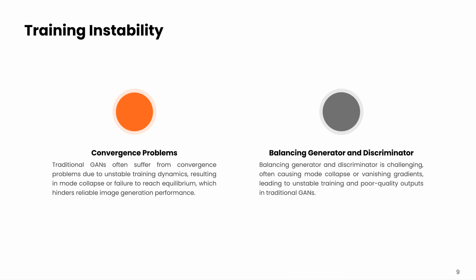Finally, practical training choreography matters. The two timescale update rule uses different learning rates for the generator and discriminator to balance their learning paces. Regularization, normalization, and careful scheduling of batch sizes and data augmentations further reduce oscillations.